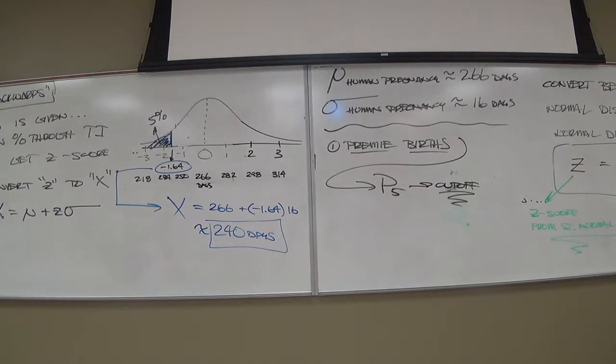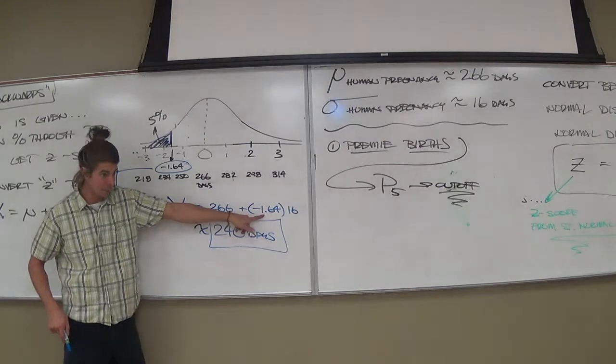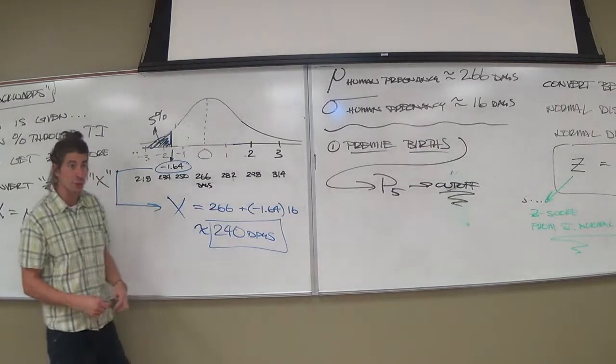It's 26 days down from average, because you're down from 266 to 240, so you're down 26 days. Which is 1.6 standard deviations. And that's the whole point of this number. It's telling you how many of those 16s you're coming down from average.